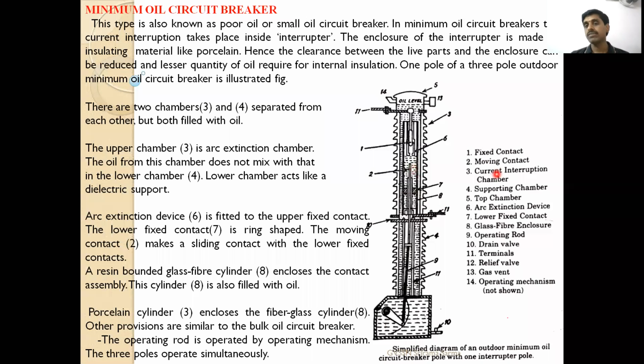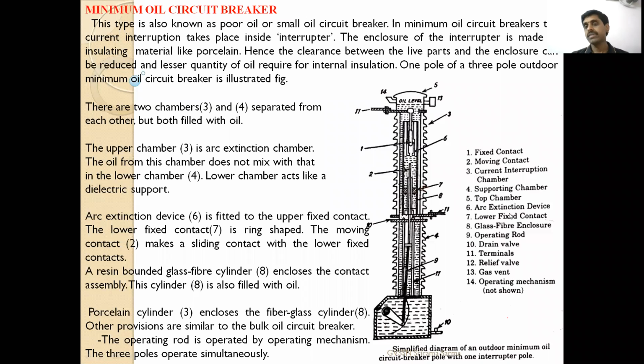So here, one by one, if you see, 3 is the arc interruption chamber. This is the outside porcelain arc interruption chamber. And 4 is the supporting chamber. Where is the 4? This is the 4, the supporting chamber. There are two chambers, upper chamber and lower chamber. The upper chamber is the current interruption chamber, the lower chamber is the supporting chamber, and the fifth one is the top chamber. This is the part where the gases collect.